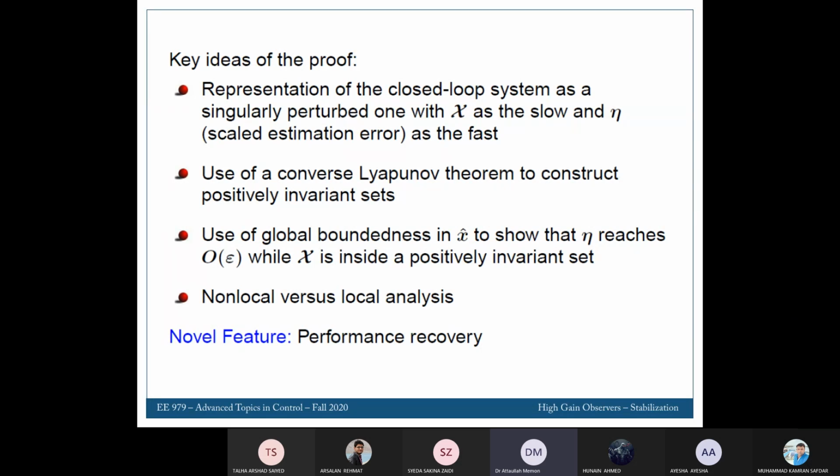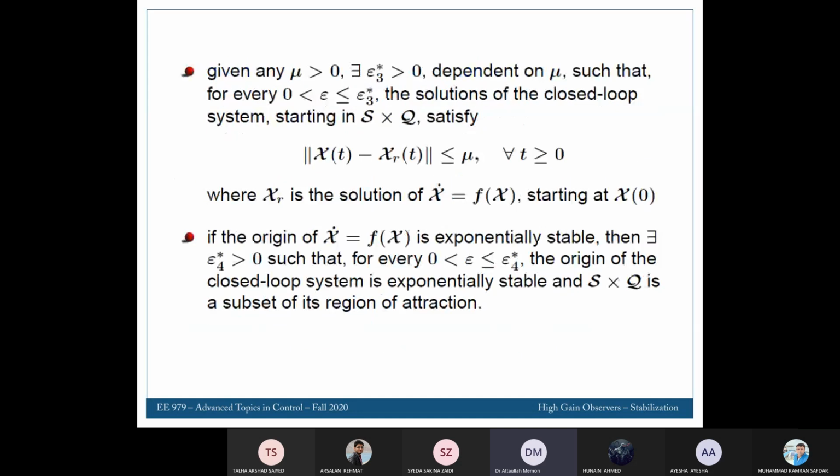And this also shows that this particular observer is not really local. It has a region of attraction which is sufficient for the purpose of implementation. So it is not a local kind of thing. It is very much close to the actual system's region of attraction. And by appropriate choice of epsilon, if we reduce the epsilon more and more, then we can make sure that the region of attraction of the output feedback control approaches that under the state feedback control. And the novel feature of this whole proof or the theorem by Khalil was the performance recovery.